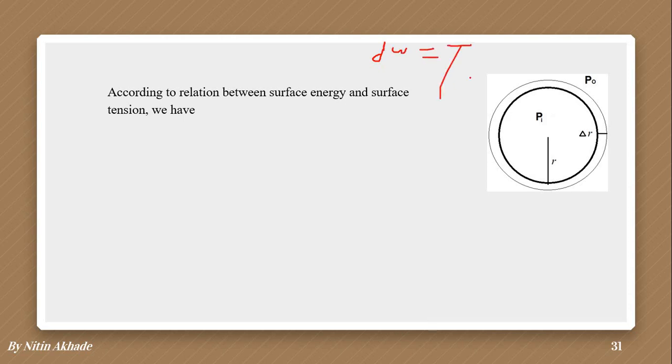So now comes the second part. According to the relation between surface energy and surface tension, which we have learned, we consider the work done to increase the surface area. That work done dW is equal to the surface tension of that bubble or drop multiplied by the increase in surface area. So we have T equal to dW upon dA. dW is surface energy and dA is the increase in surface area.